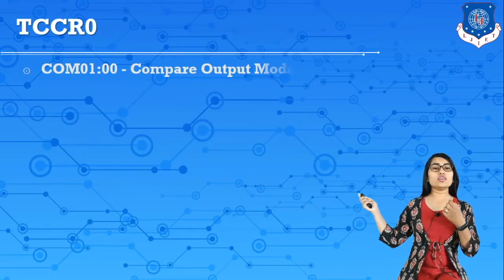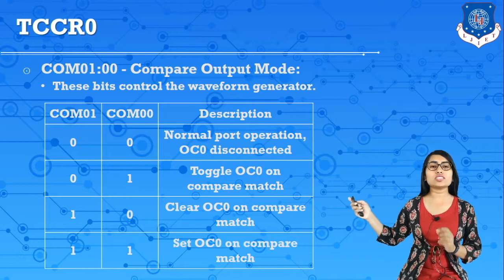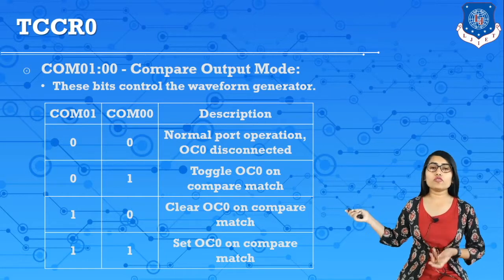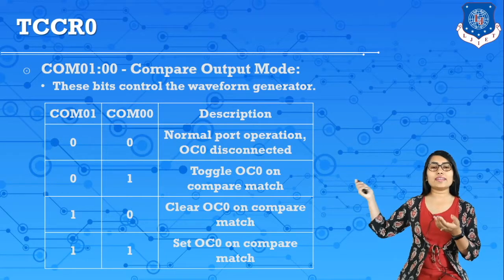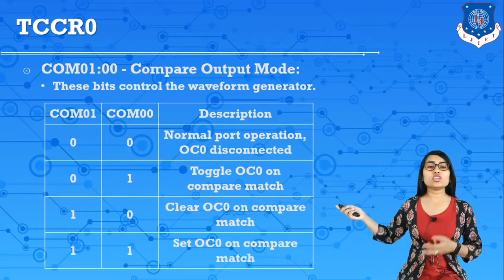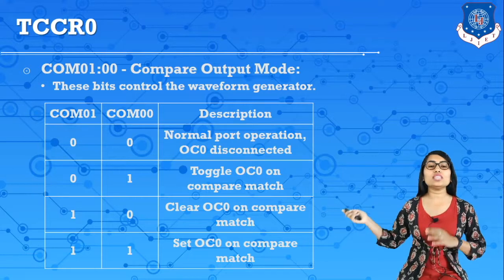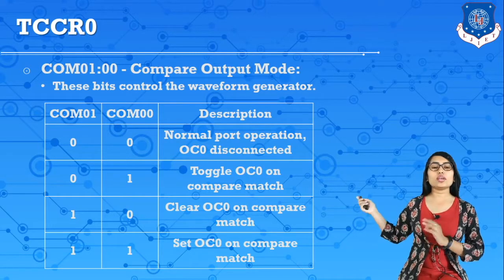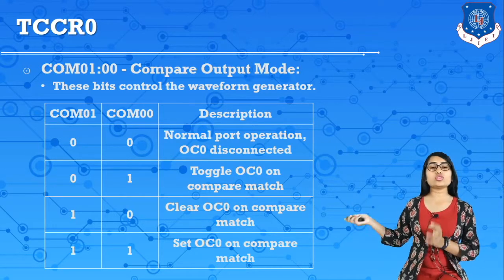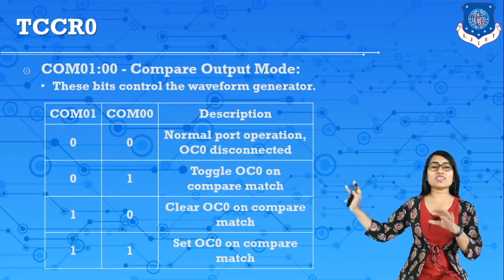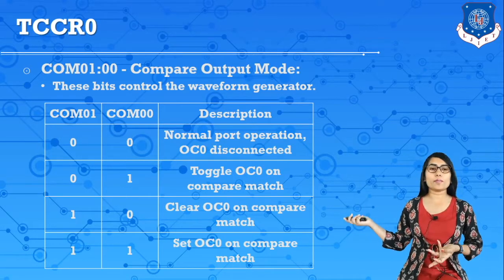Here we have COM01 and COM00, that is the compare output mode. These bits are used for the waveform generator. If 00, then normal port operation; 01, then toggle OC0 on a compare match; 10, then clear OC0 on a compare match; 11, then set OC0 on a compare match. Generally these bits are 00 for normal operations.